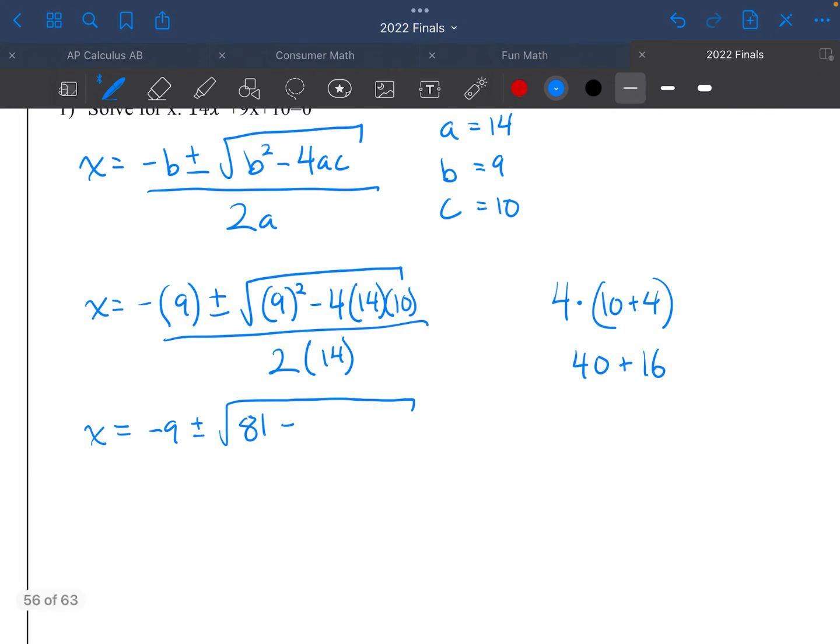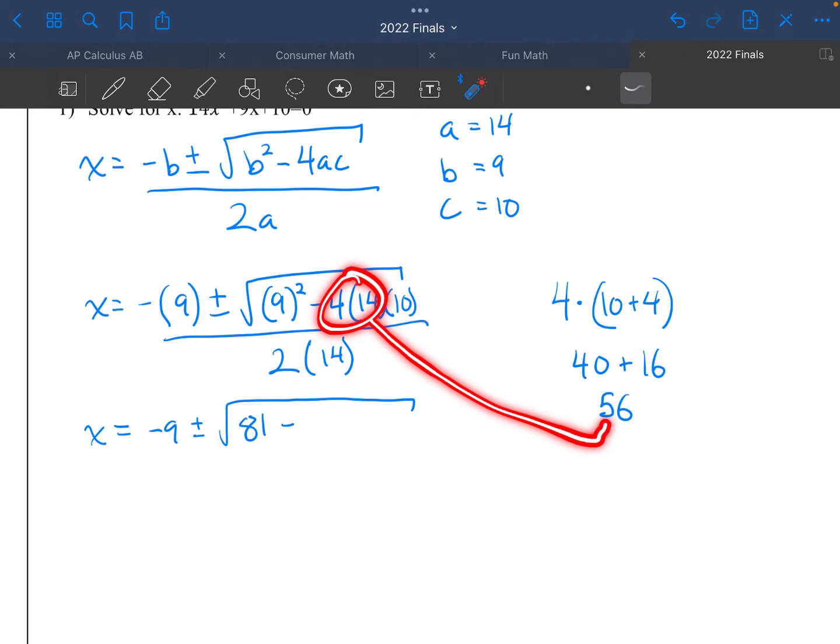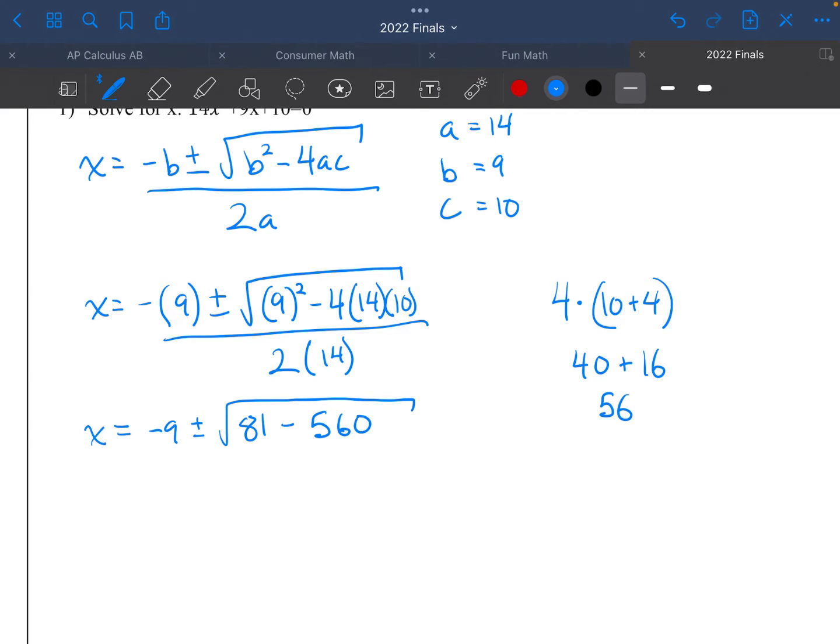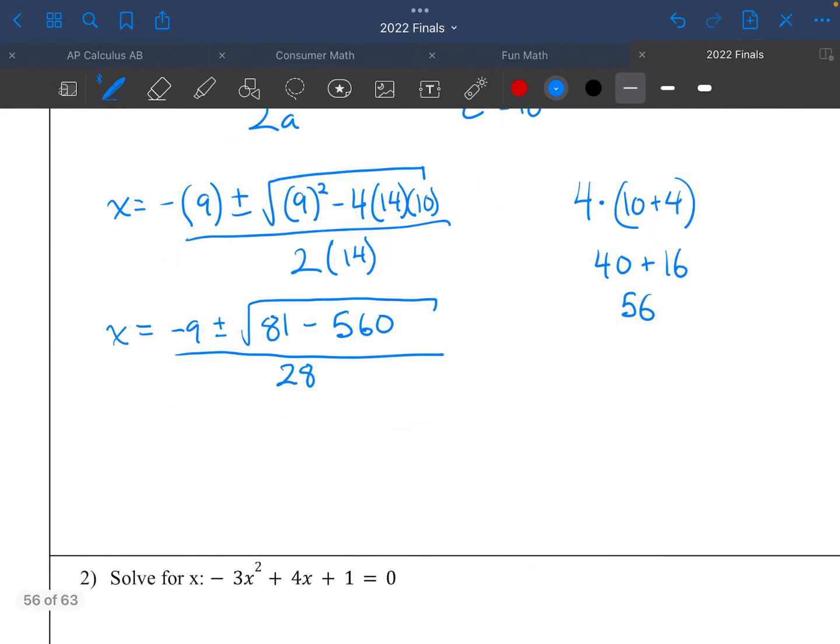So I have 56, I'll write it down here, and then if I multiply by 10, which I haven't done yet, I've only done 4 times 14. There we go, 56, right? And then I multiply by 10, which just adds on a 0, so it's 560. And then that's all over 2 times 14, which is 28. We're basically there, just a little bit more to go.